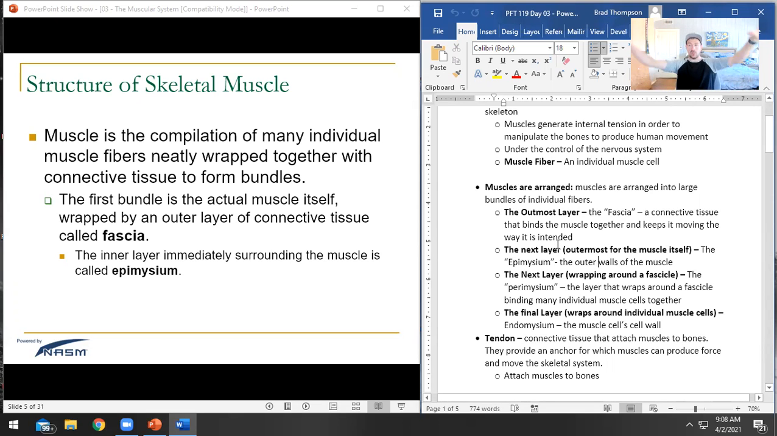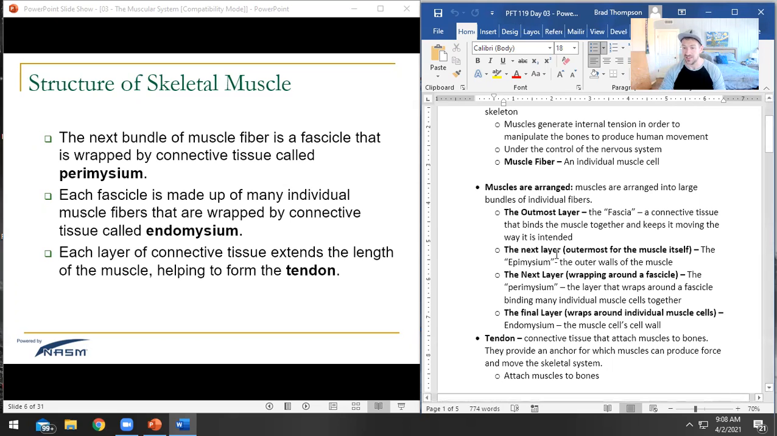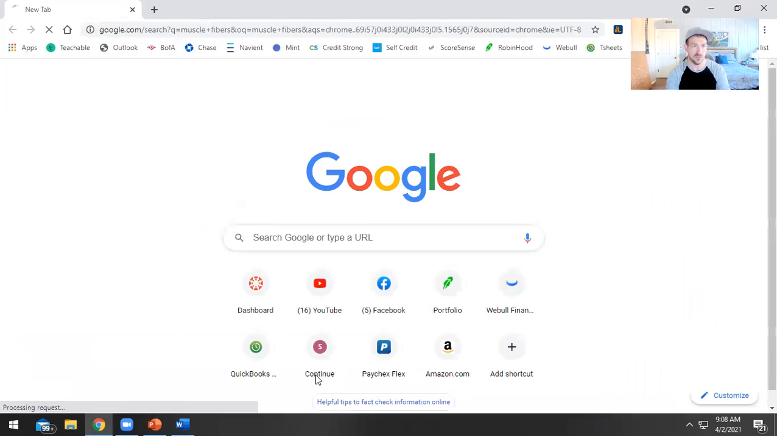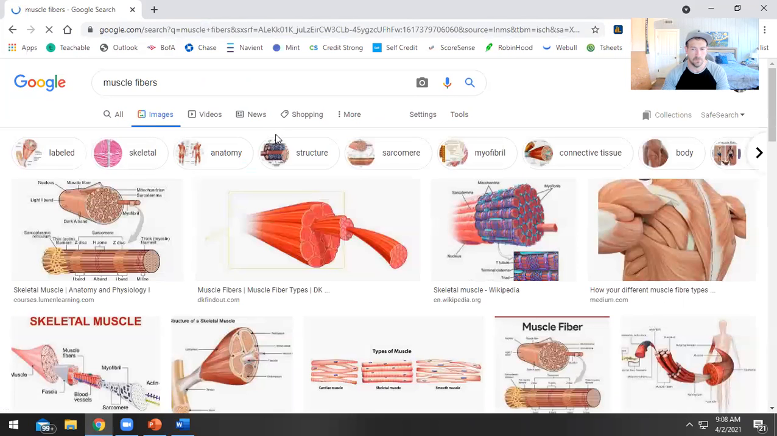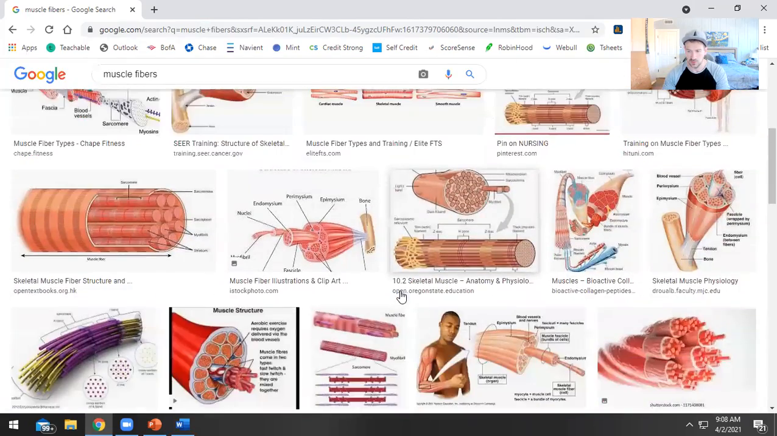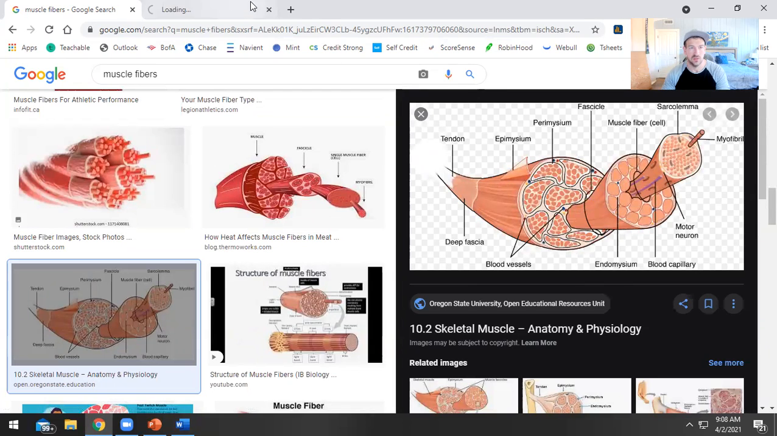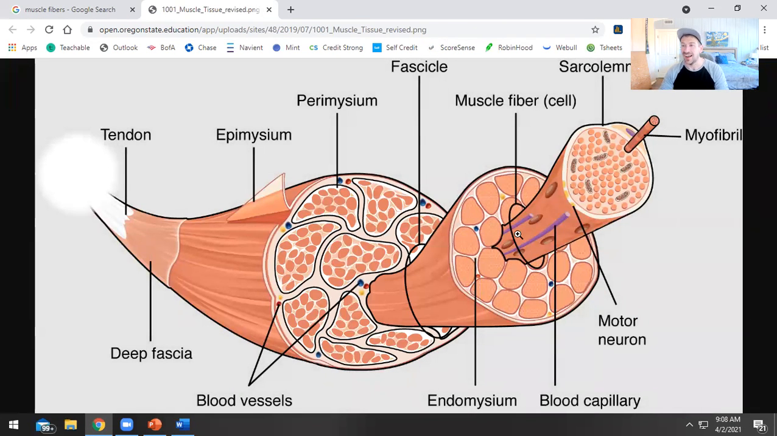So the overall muscle is a bunch of bundles of fascicles, and the epimysium is the outer wall of your muscle itself. It'll look something like this when we look at muscle fiber. That is a good picture. This is the one I love. We can see our fascia surrounding everything, and then we've got this outer layer on the outside. That's your epimysium, bundling the whole muscle.